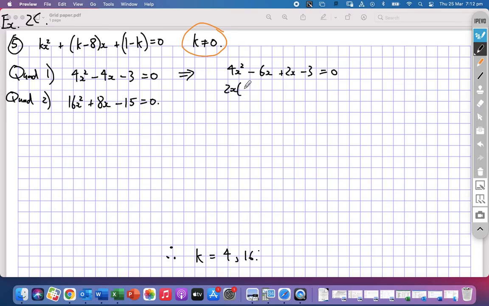So I've just split the middle term up for this one. 2x minus 3 plus 1. 2x minus 3 equals 0. Common factor of 2x minus 3. 2x plus 1 equals 0. Therefore, x is 3 on 2, or minus a half. So those are the roots for quadratic 1.